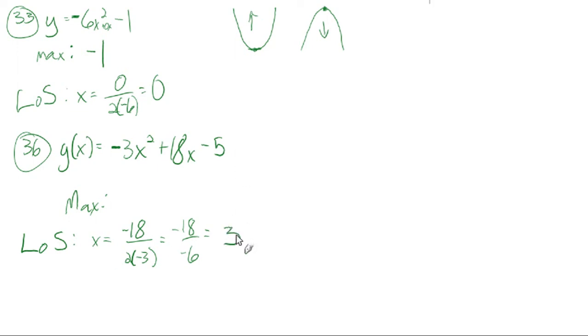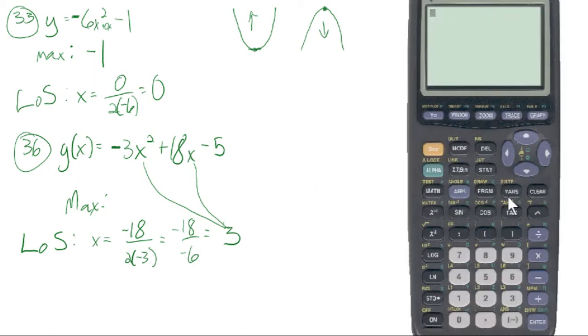So positive 3 is the line of symmetry, so we're going to take this 3 and put it back into the function. That's going to tell us the y value of the vertex, and thereby the maximum value of the function. Let's grab our calculator to do that. -3 times 3 squared, which is 9, plus 18 times 3 minus 5. So the maximum value is -174.